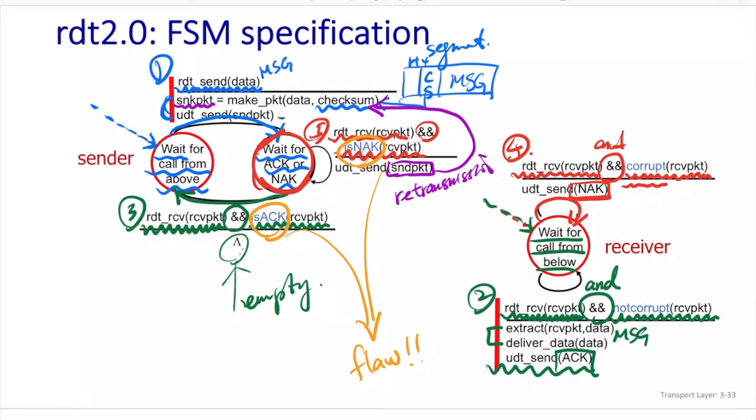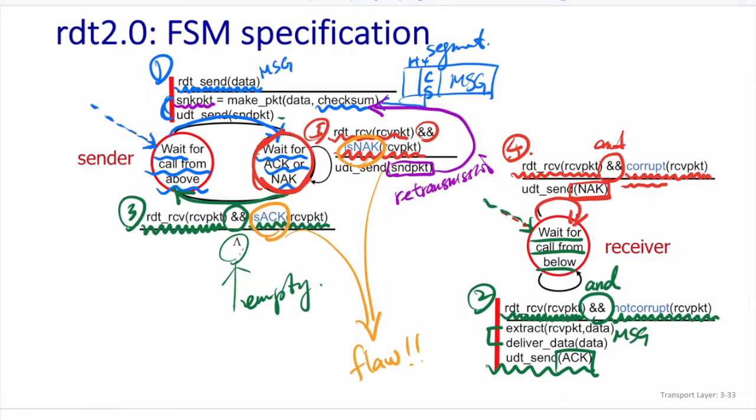However, if there's something wrong with this acknowledgement, what if the sender cannot tell whether it is a NAK or an ACK? Because there might be bit errors in this channel. So what if the message received by the sender, it cannot tell whether it is a NAK or an ACK?